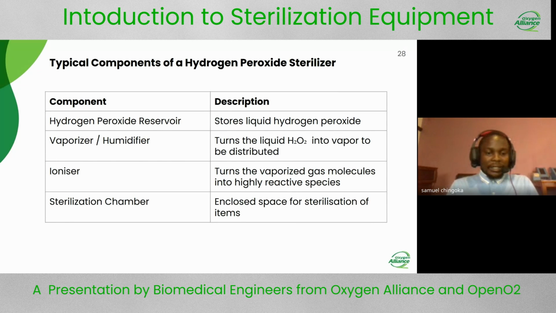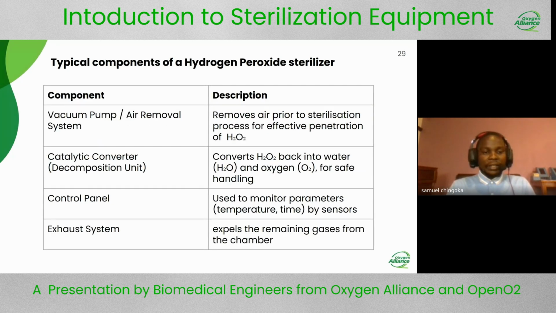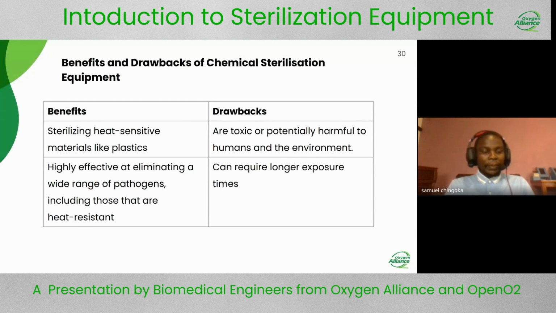We also have a sterilization chamber, an enclosed space where we place our items. We also have a vacuum pump that removes air prior to the sterilization process. We also have a catalytic converter that, after the process, converts the hydrogen peroxide back into water and oxygen for safe handling. We have a control panel that is used to monitor parameters by sensors such as temperature and time. And we have an exhaust system which expels the remaining gases from the chamber.